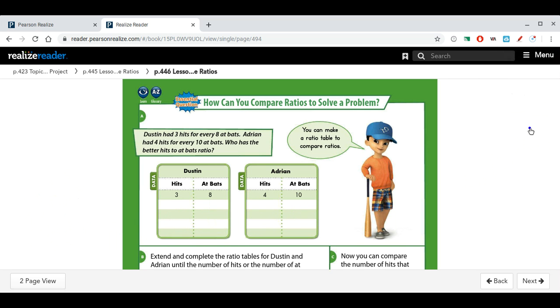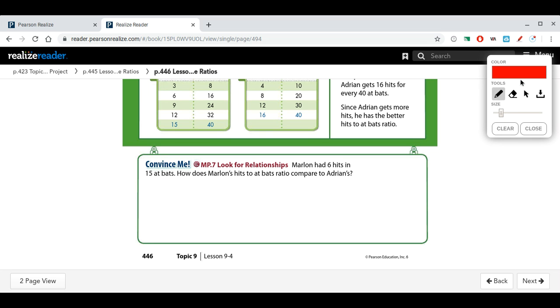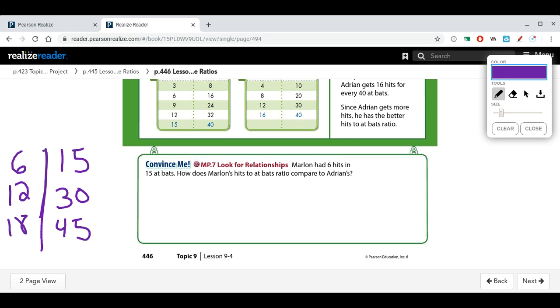All right, so let's go ahead and head down to the convince me. It said Marlon had 6 hits in 15 at-bats. How does Marlon's hits to at-bats ratio compare to Adrian's? So we need to build our table and then take a look at it and see where we're going to end up. So his ratio is going to be 6 to 15. So if he has 12 hits, he's going to have 30 at-bats. If he has 18 hits, he's going to have 45 at-bats. So again, I'm looking for the ratios that are going to be the same.